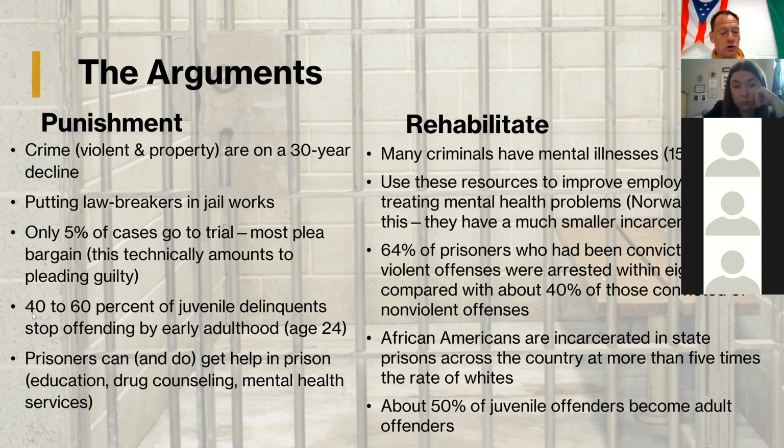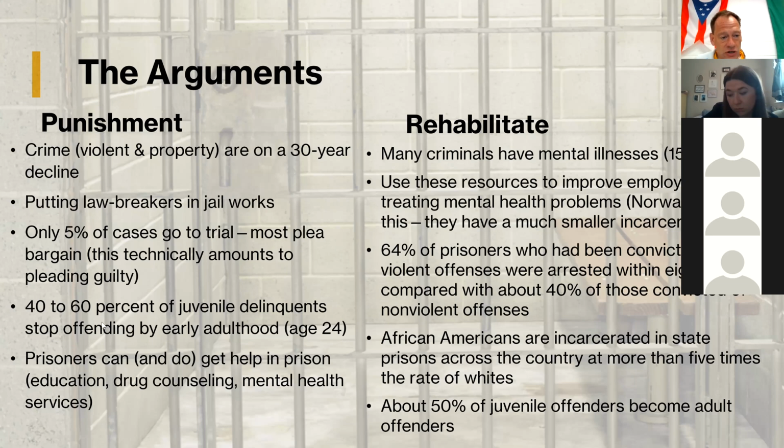40 to 60% of juvenile delinquents stop offending by early adulthood, age 24. There is a very high rate of juvenile delinquency, what they call recidivism. Juvenile delinquents are placed into the system, their punishment is over, they get out into society and they commit another crime. But if we average that out, 50% of juvenile delinquents by the age of 24 have grown up enough where they're like, I'm not going to get in trouble anymore, and they don't.